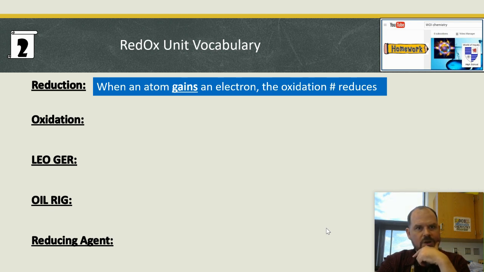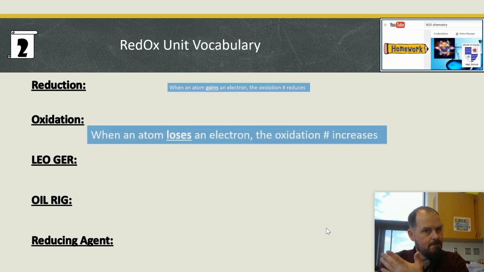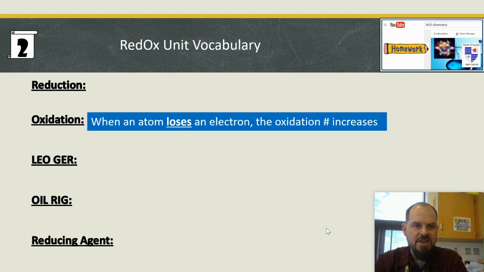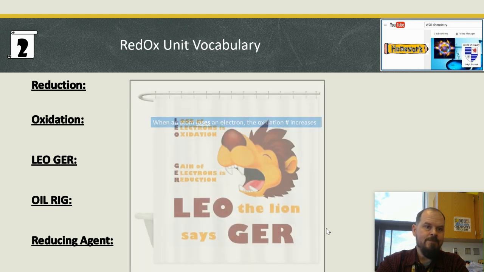Okay. You're going to learn that there's an acronym to let me know which one's being oxidized and which one's being reduced. I need to use the acronym. Oxidation is when an atom loses an electron, its oxidation number will increase. Okay. Good. Oxidation is another word for rusting, by the way.